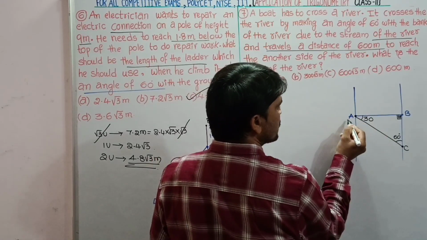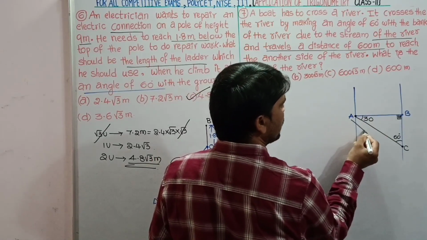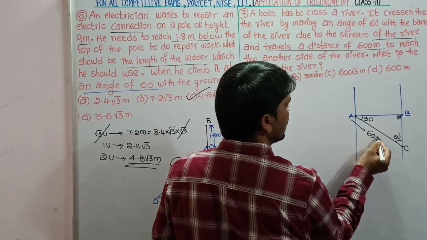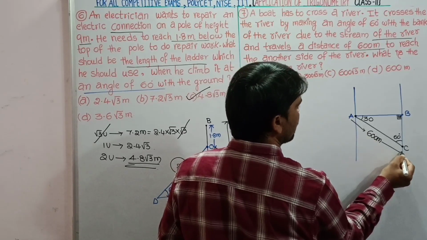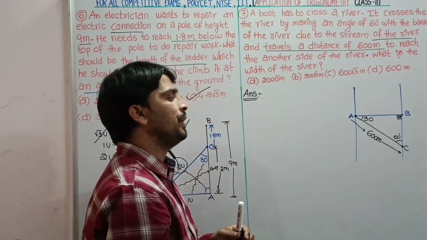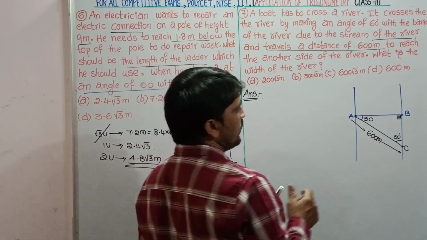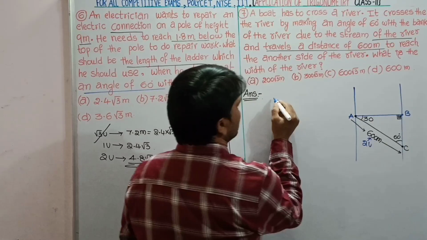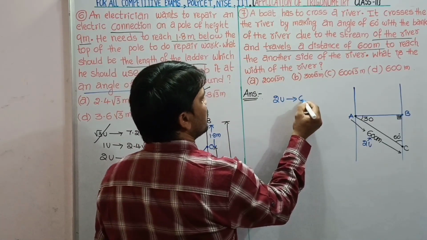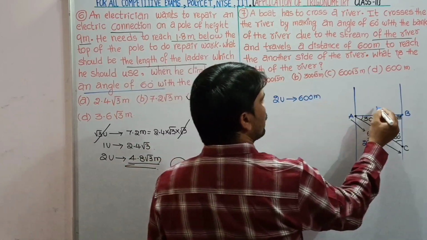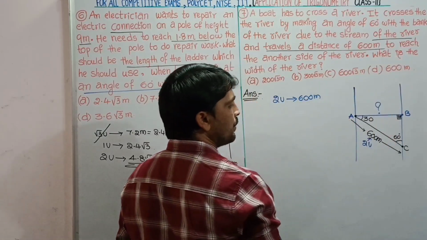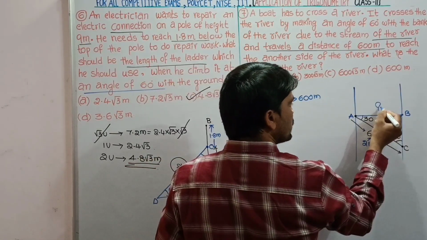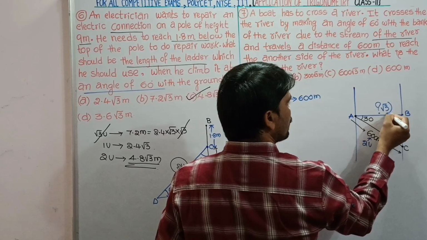The boat starts from point A and travels 600 meters to cross the river. We know that this is 30, 90, 60 degrees. So this is 2 unit value. Then given that 2 units value is 600 meters. But we have to find the width of the river, that is opposite to 60 degrees, root 3 units.